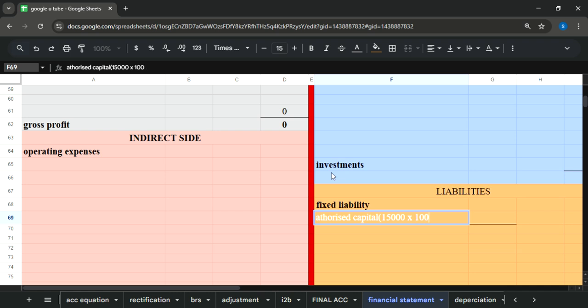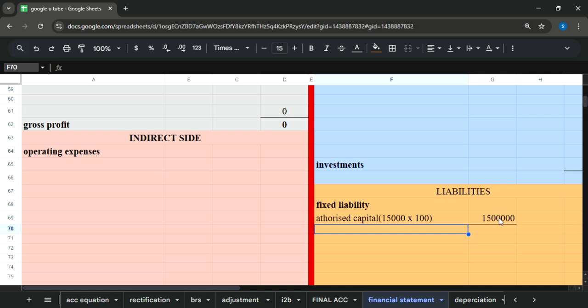So it was described that the total number of shares was 15,000 and the price of one share is 100. So authorized capital we have got is 15 lakh, and please note we have underlined it. This capital is nominal capital and we do not need to add it on the fixed liability side. So this is just a show off.